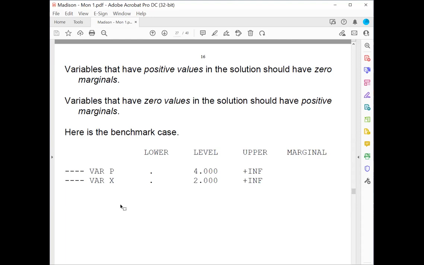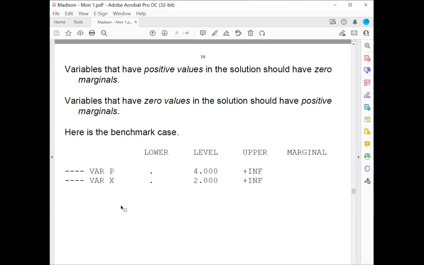And then the solver will automatically drop the equation associated with that variable from the model, because you're essentially making that variable a parameter effectively. So it drops that, but it still will report the marginal, which is very useful. So I like that they did it that way.